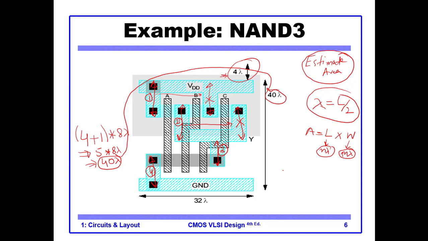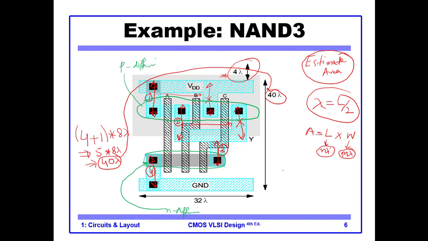Now let's move to the horizontal direction, and for the horizontal direction you can calculate the width either from the N diffusion, which is this whole line. You can do it from here, or you can do it from the P diffusion layer, which is this line.